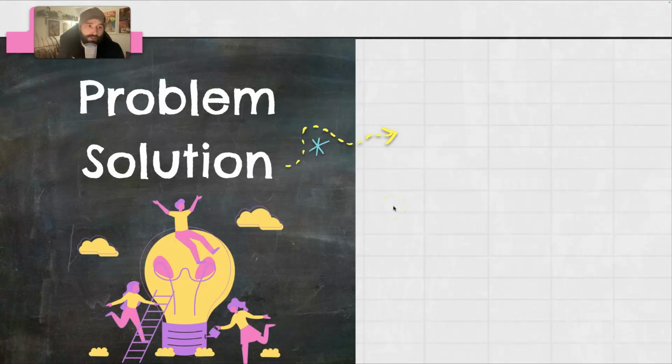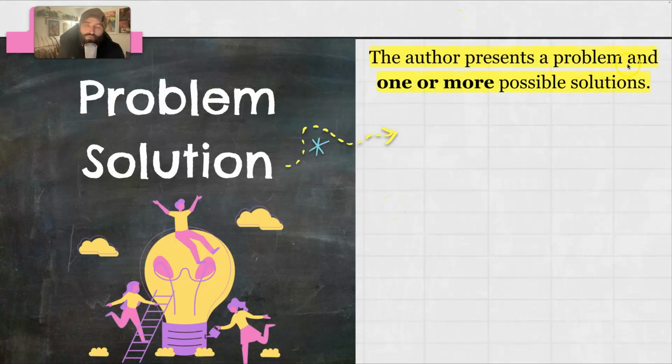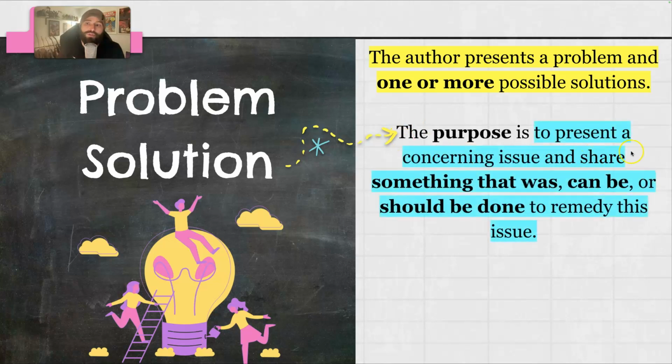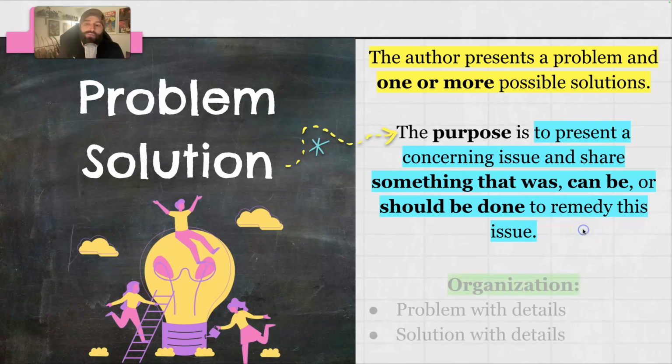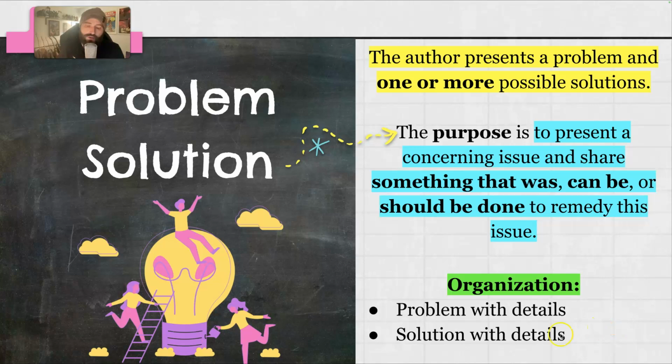Our last one is problem and solution. Now, with problem and solution, the author presents a problem and one or more solutions. So there has to be a problem, and there has to be a way to solve that problem. The solution doesn't have to be a good solution, but a solution has to be provided. So the purpose is to present a concerning issue and share something that was, can be, or should be done to remedy, that's another way to say solution, this issue. So there should be a problem with details or multiple problems with details, and a solution or multiple solutions with details.